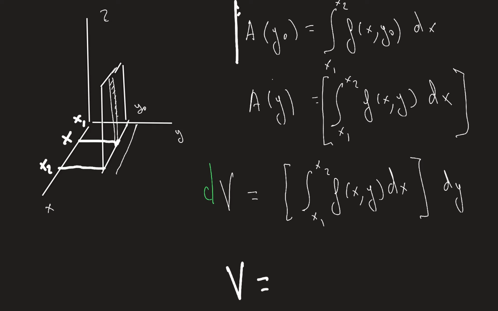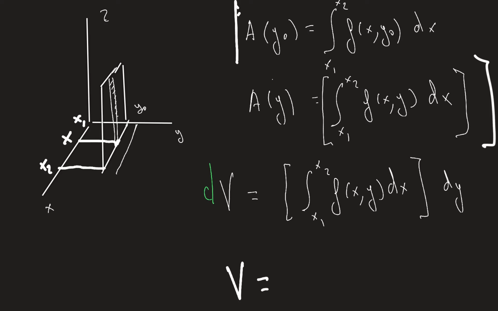Let's write this formula for any point y that you find. So the area of this rectangle, with the height being the value of the function, the area at any position y that you imagine, is the integral from x1 to x2 of f of x,y dx. Okay, this is the area that exists at the position y.